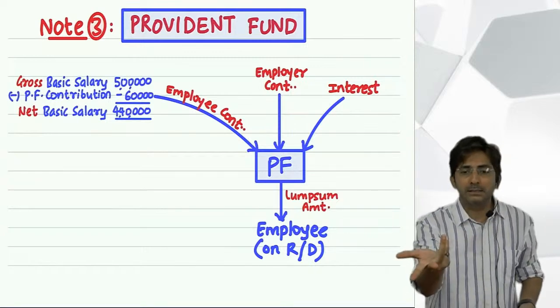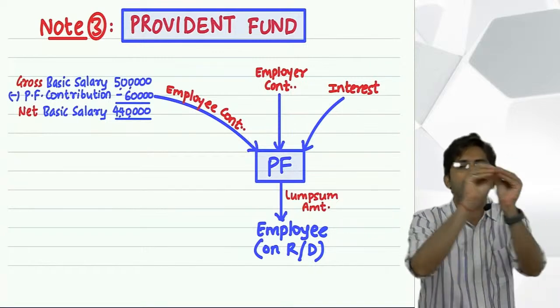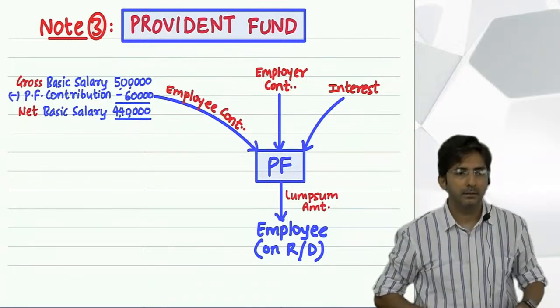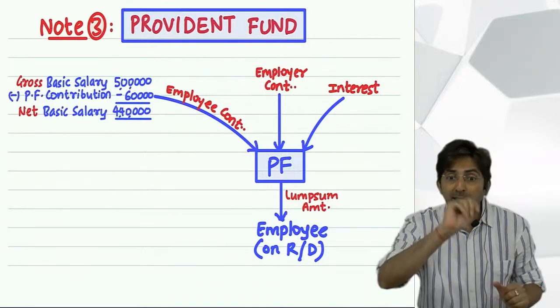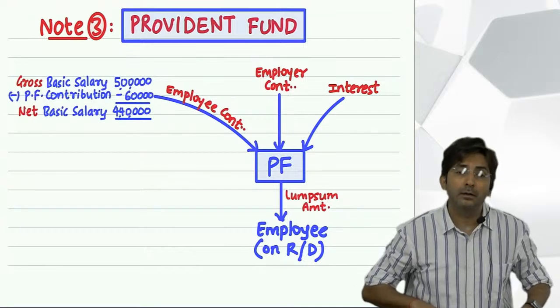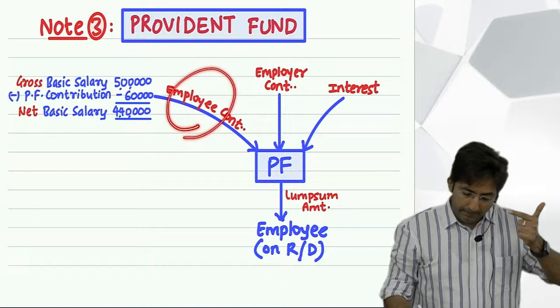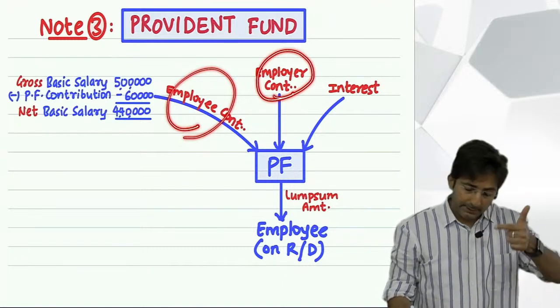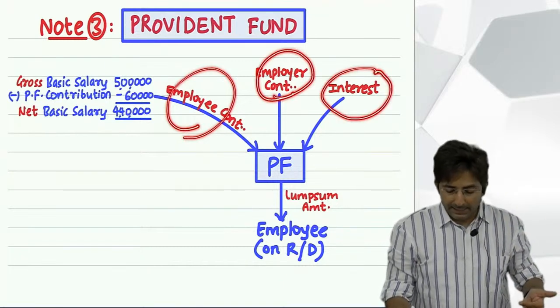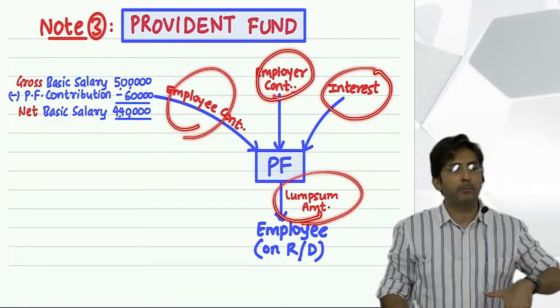See, in allowances, there is one transaction: the boss gives to the employee. Allowance. But in Provident Fund, there are 4 transactions. What 4? Employee's contribution, employer's contribution, interest, and at the end, a lump sum amount is given to the employee.